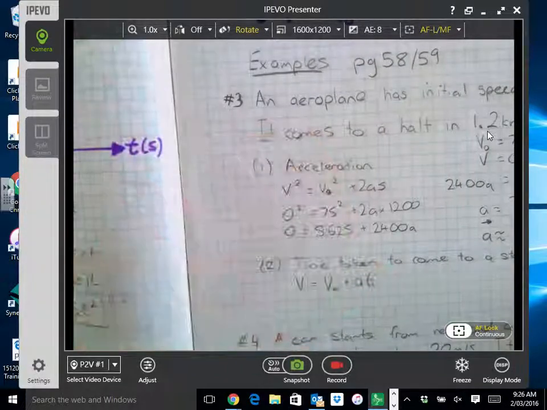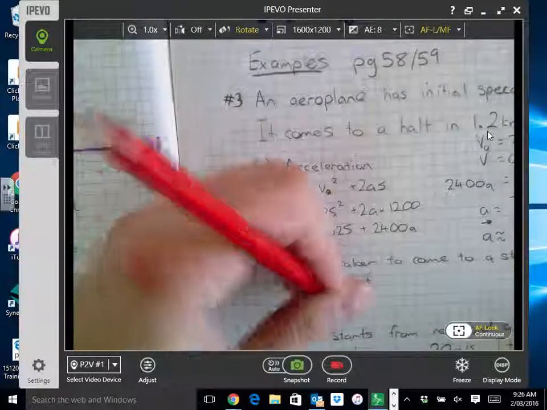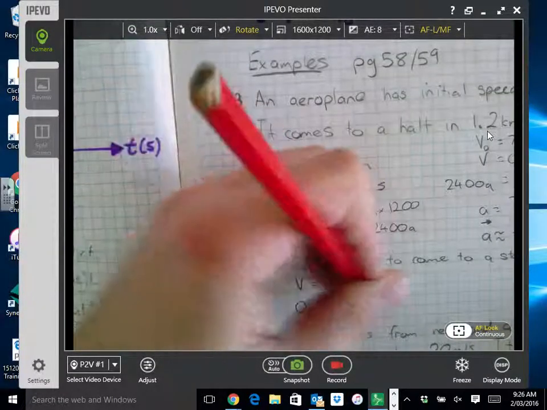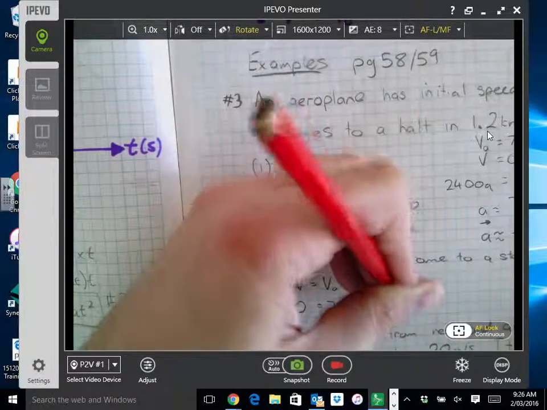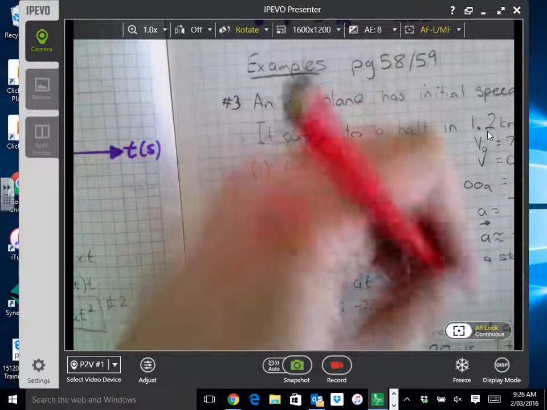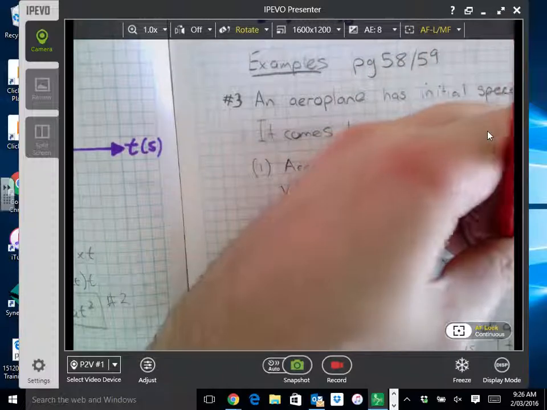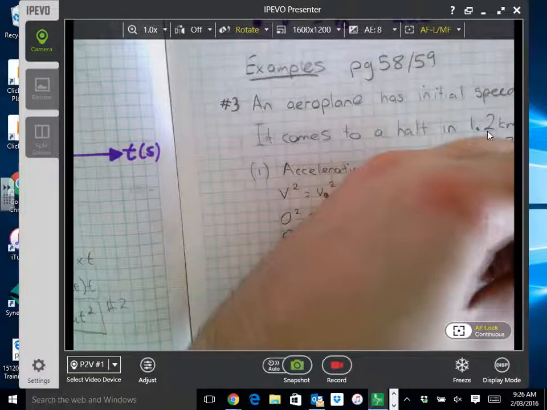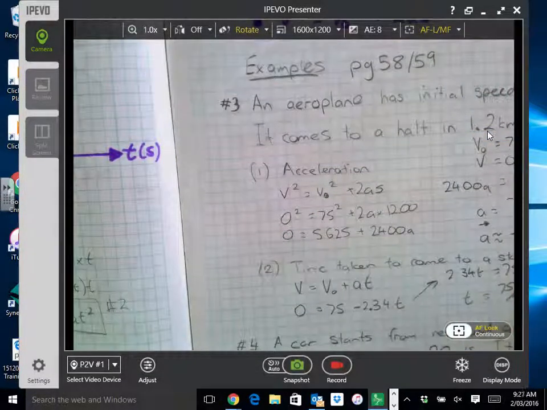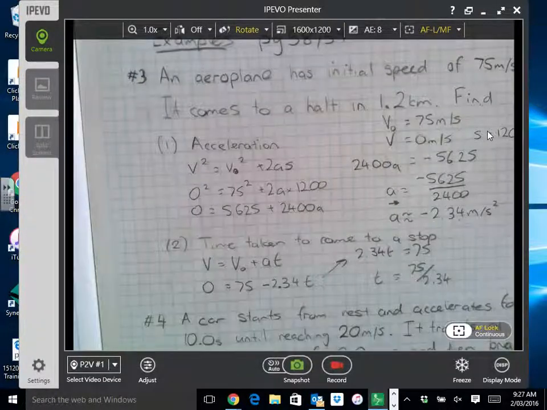Someone already done it? Okay, so 0 equals 75 minus 2.34 times time. Rearrange that: 2.34t, I'm moving this across, equals 75, and time equals 75 divided by 2.34. If the last thing you did on your calculator was to work out the 2.34, do 75 divided by shift answer.